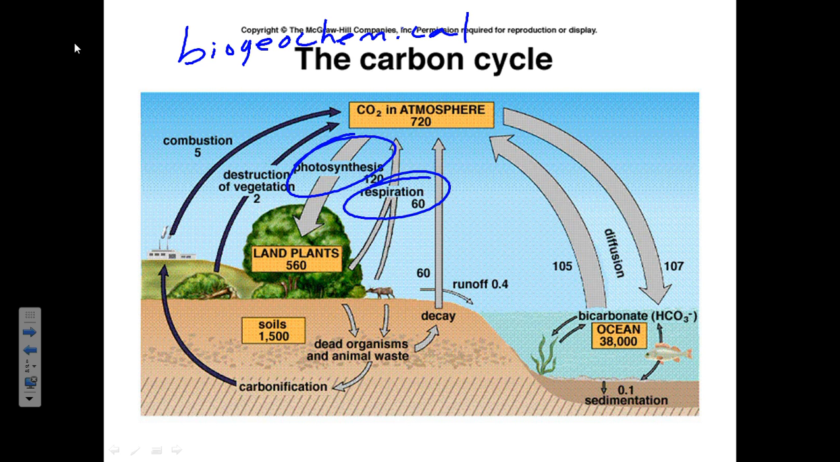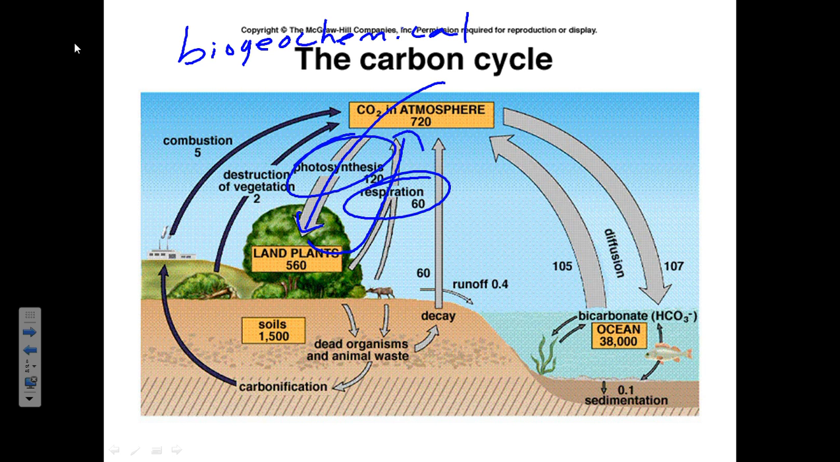Water and carbon dioxide. So photosynthesis takes carbon dioxide out of the air and uses it to make sugar. Cell respiration takes that sugar and burns it and releases carbon dioxide. And those two processes just cycle carbon back and forth over and over again.